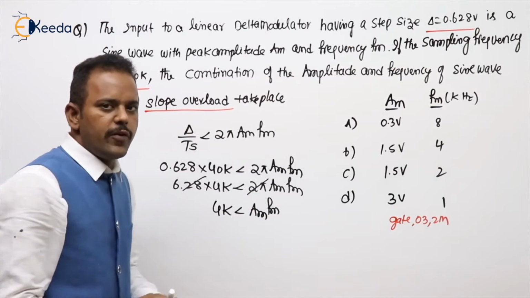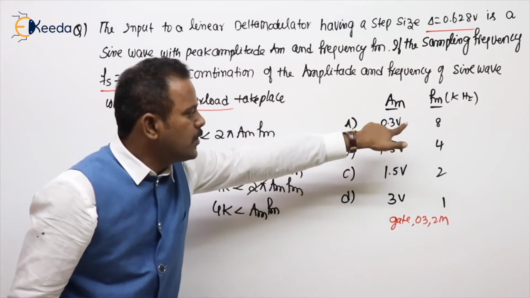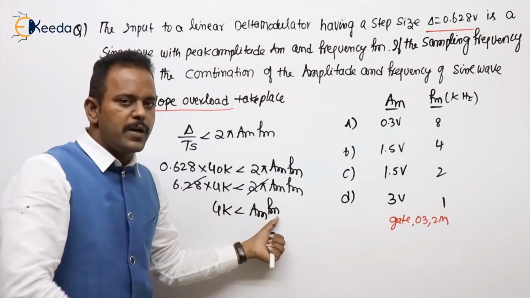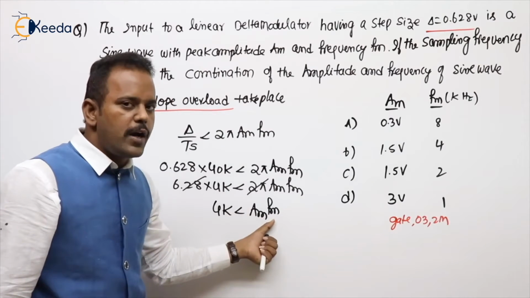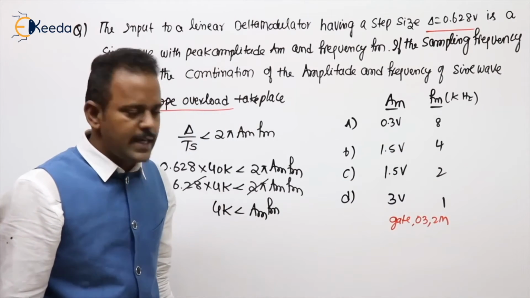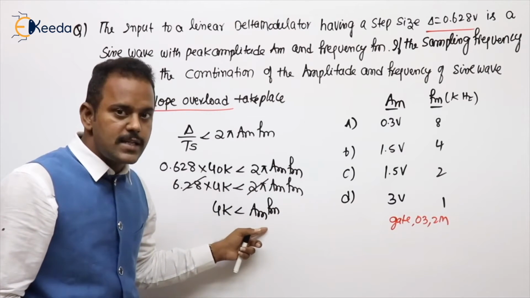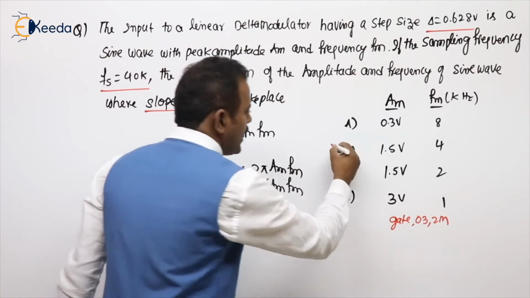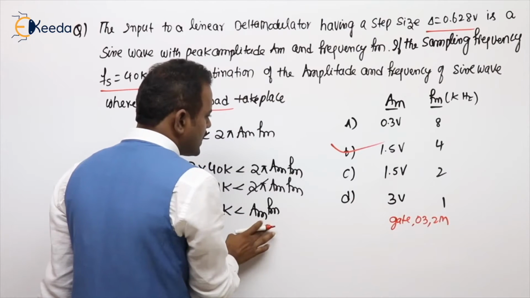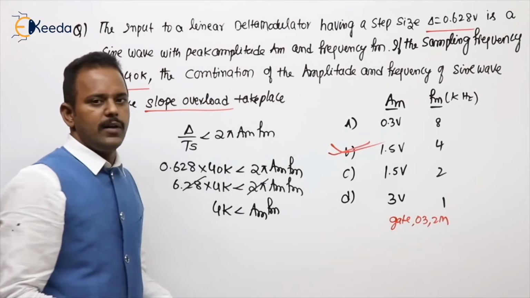Let's take the combination of AM and FM where this condition is obeyed. See the first option. 0.8 into 0.3 into 8 will be 2.4K because FM is in kilo. 4K will never be less than 2.4K. Leave it. See the second option. 1.5 into 4 will be 6, so 6K. 4K is less than 6K, which means it is a valid option. Remaining, you can take 1.5 into 2, 3K. 4K will never be less than 3K. Here also 4K will never be less than 3K. So option B is the correct one.